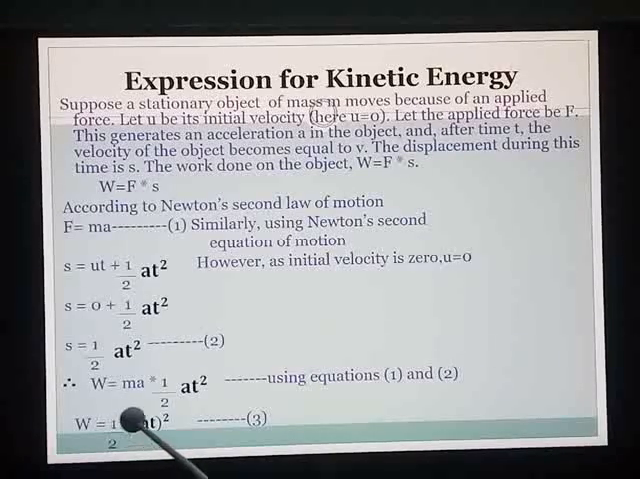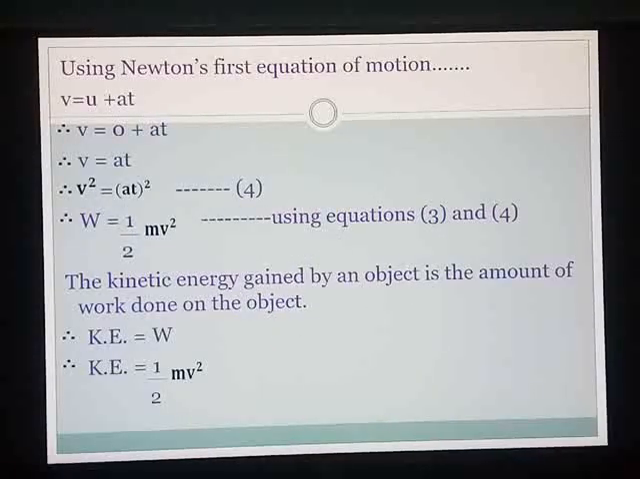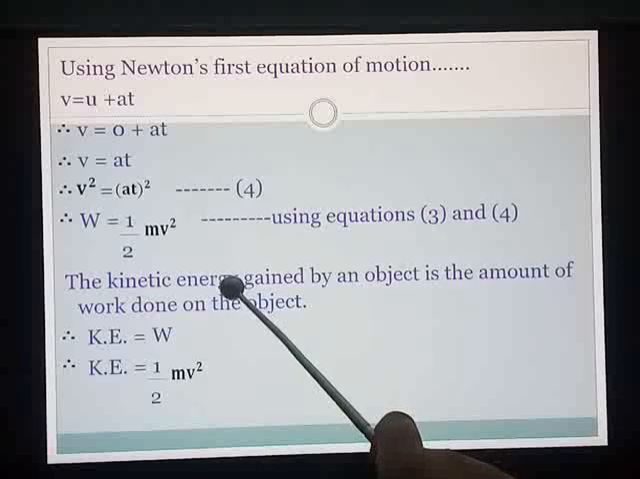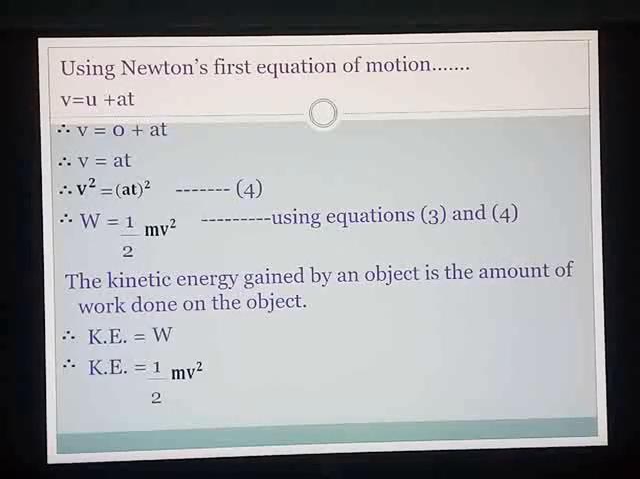Half m, and in place of v square you are going to put v square. So half mv square. Now the kinetic energy which is gained by an object is the amount of work which is done on the object. Due to the motion of one object, the other object is set in motion. Means the kinetic energy which is gained by the other object is nothing but the work which is done on it. Hence you can also show that kinetic energy is equal to work.